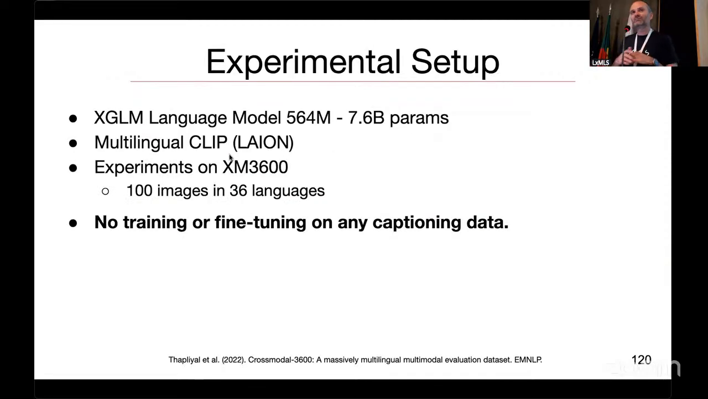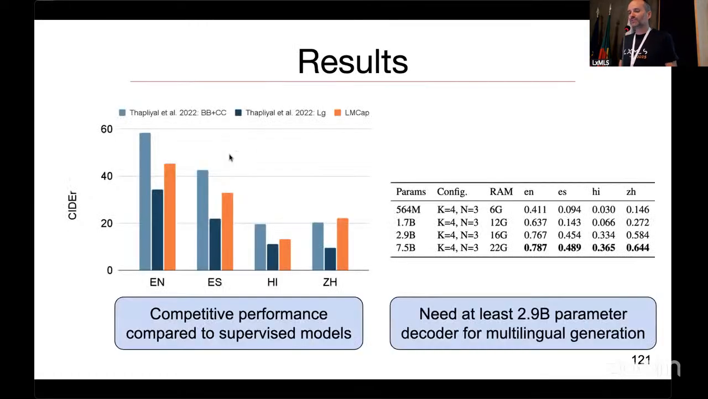We evaluate a range of models going from 500 million to 7 billion parameters, and there's no training or fine-tuning of anything anywhere here. The performance isn't great, but it's much better than you would think, and that was what I thought was quite interesting and surprising about this. Our model here was called LMCAP, and we can see that it performs quite competitively against models that are trained on millions or even hundreds of millions of examples in many different languages.